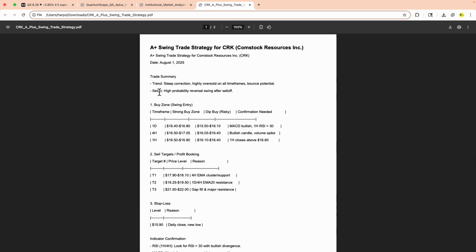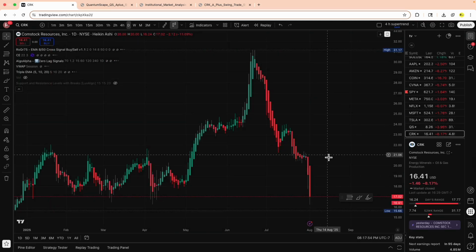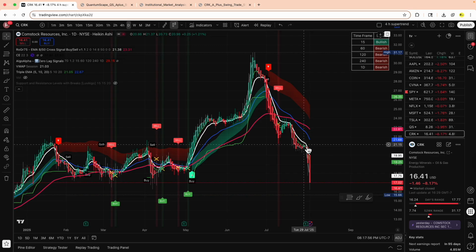My second swing trade for today is CRK, in a trend of steep corrections, highly oversold on all time frames, with bounce potential. Let's see the chart. The chart tells everything. You can view the chart by yourself. What are you looking at here right now? Double, triple, fourth. Whenever the price comes here, it goes over here.